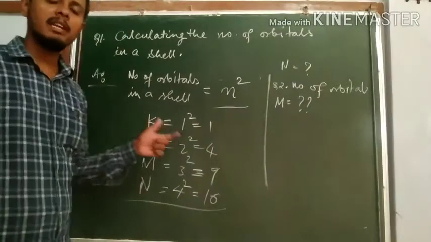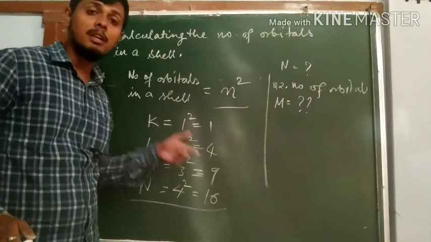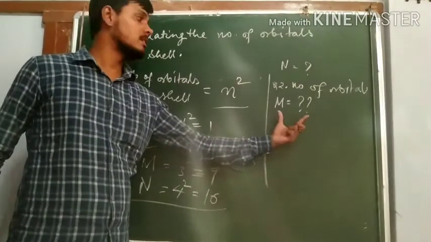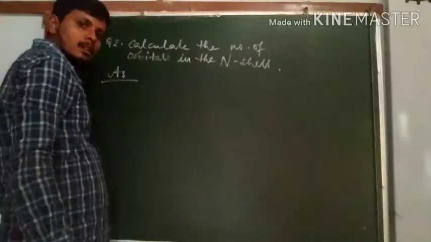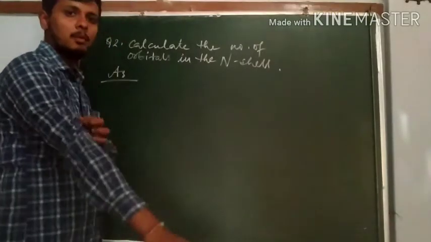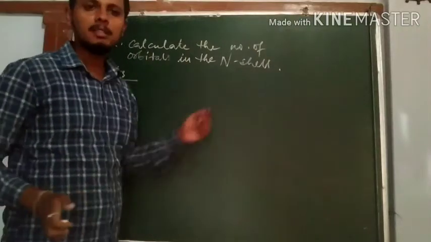So in this way we can calculate the number of orbitals in a particular cell. Please do this as homework. So let us take one more question. Calculate the number of orbitals in the N cell.